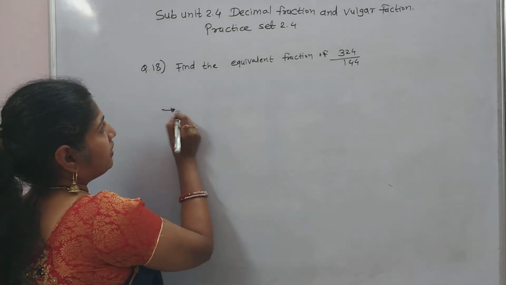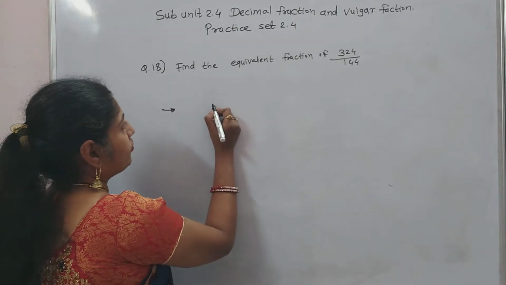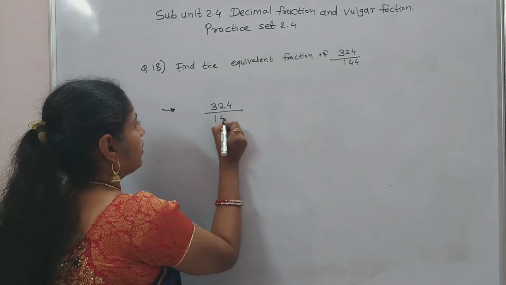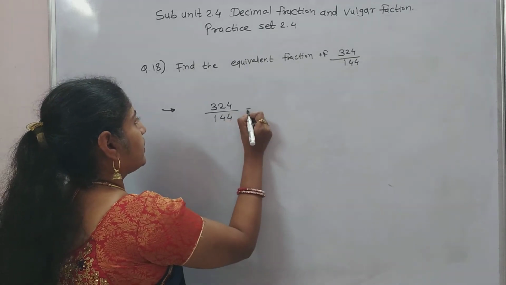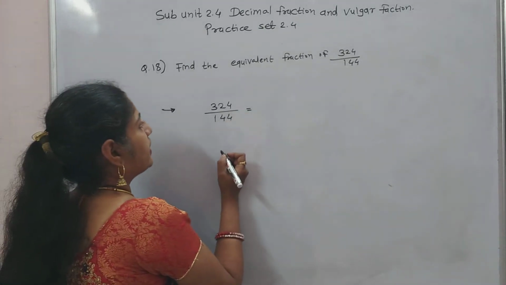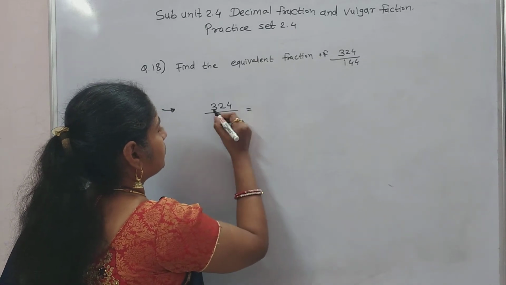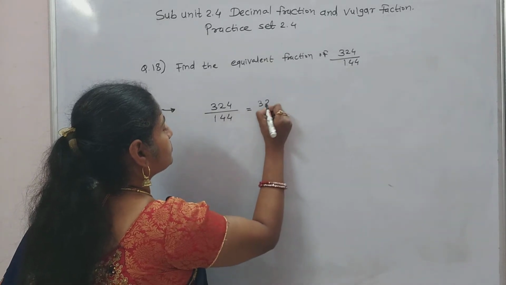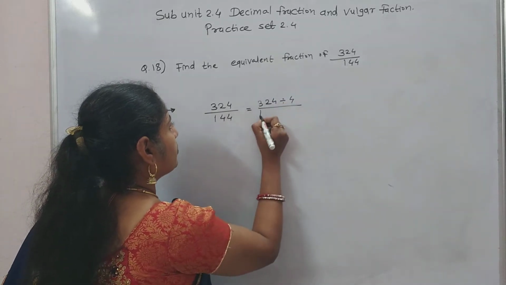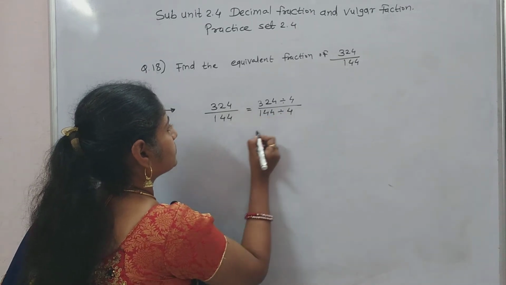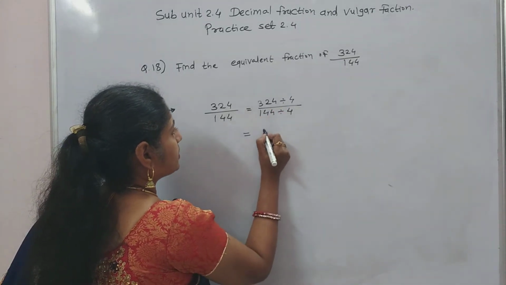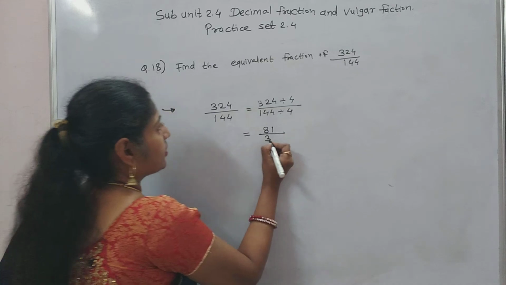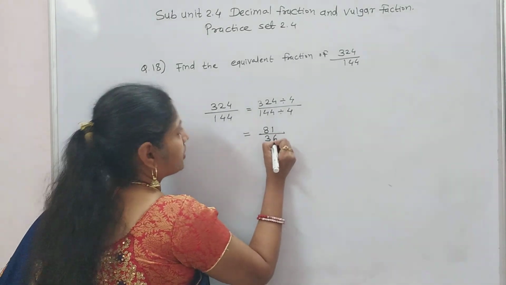We find the equivalent fraction of 324 upon 144. 324 divided by 144. Both the numbers are divided by 16. First we divide it by 4. 144 divided by 4. 4 8s are 32, 4 1s are 4. 4 3s are 12. 4 6s are 24.